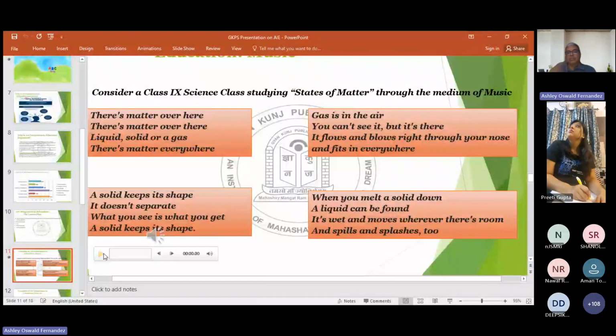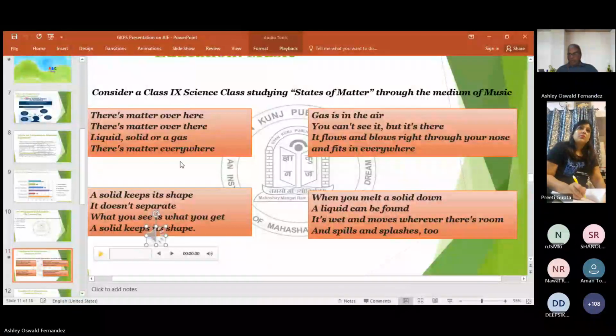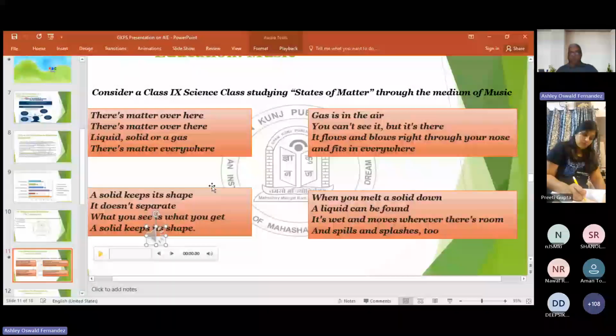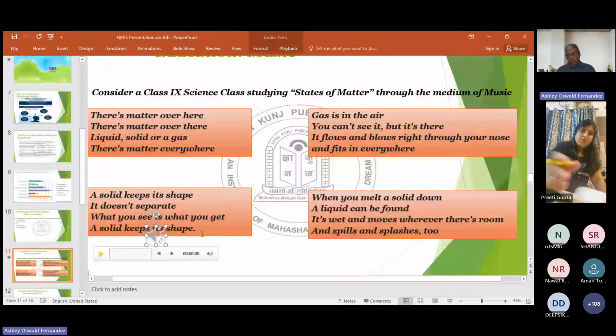Before I take you through, science teachers, I'm sure you would understand one thing over here. If you read this clearly, this is what matter is all about. There's matter over here, there's matter over there, liquid, solid, or a gas, there's matter everywhere. A solid has a definite shape. It doesn't separate, the molecules don't easily break up. What you see is what you get. A solid keeps its shape. That's exactly what it is. It's not like what would happen in a liquid or a gas.